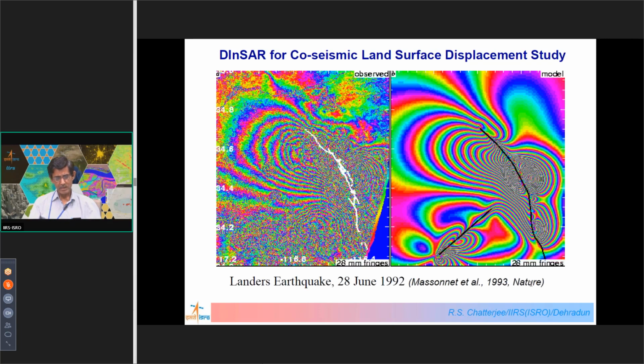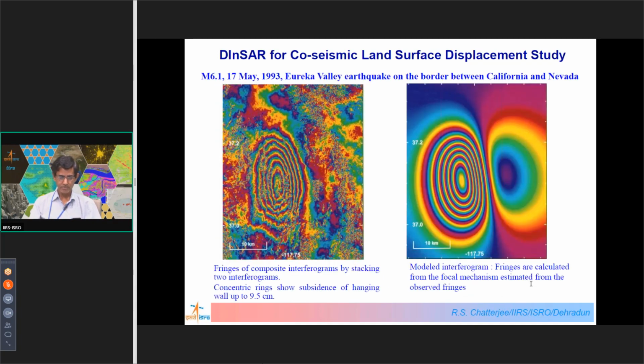Each phase cycle in this differential interferogram is 28 millimeter. Okay, so even by simply counting the number of phase cycles or fringes, you can estimate how much displacement there is on the left side and right side, what relative displacement has taken place with respect to the rupture. So that is the strength of differential interferometry, and for the first time it was explored in 1993.